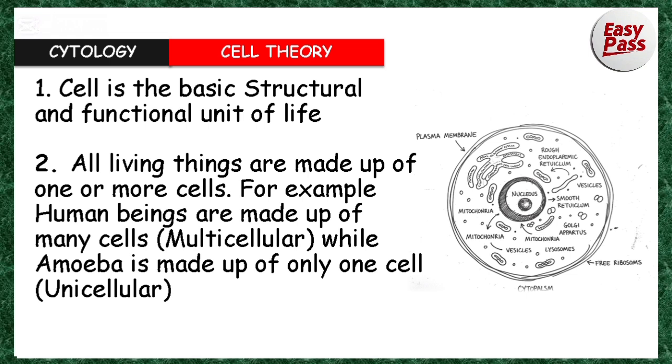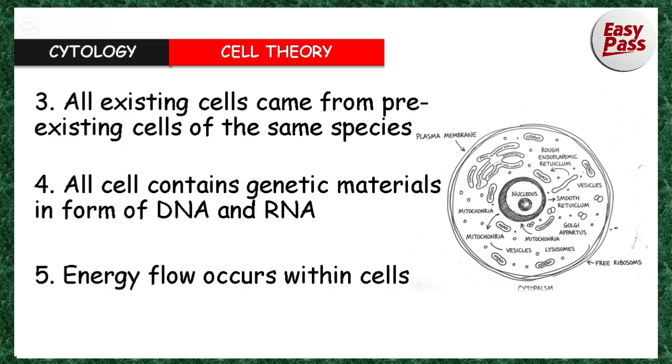The third one says all existing cells, all new cells, came from pre-existing ones. And that is the same theory that was actually propounded by Rudolf Virchow, omnis cellula e cellula, that is all new cells actually came from the pre-existing ones. Other theories of cells that we have are that all cells contain genetic material in form of DNA or RNA. We also have that energy flow occurs within cells. These are some of the theories of cells that have been generally accepted.